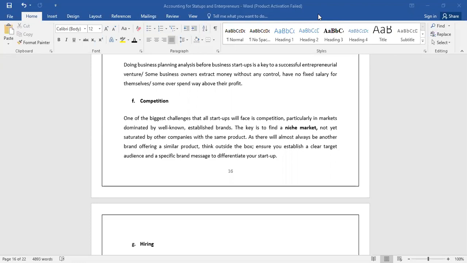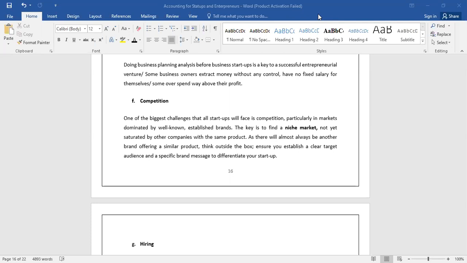So try to identify a target group, and then it will help you. Okay, so there will always be another brand offering a similar product. Think outside the box. Ensure you establish a clear target. That's it. Because if you don't establish a clear target, it will affect you because the industry is very big. You're doing the same thing as well-established companies are doing.